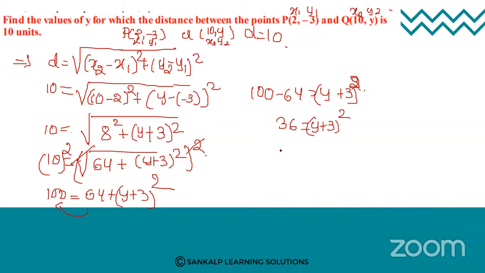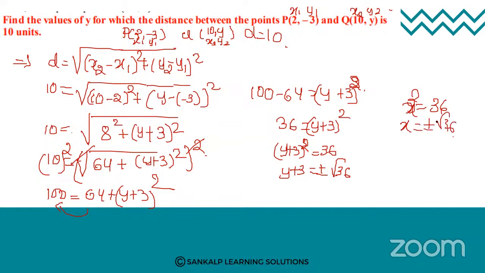So 36 is equal to (y plus 3) square. Then y plus 3 is equal to plus or minus square root of 36, yes or no? If we take it as x, x square is equal to 36, then x value becomes plus or minus root 36. To remove this square, we put a square root here. Right. Next, 36 is a perfect square number. So what is its square root? It becomes 6.